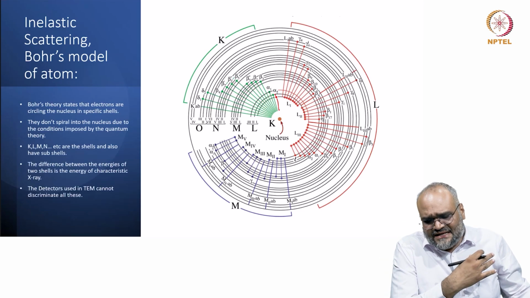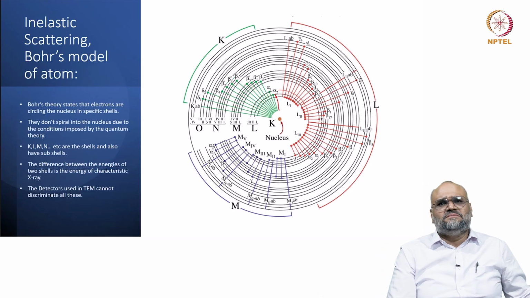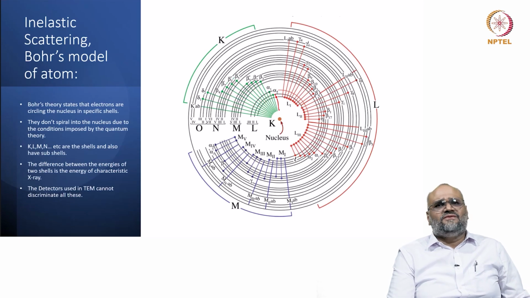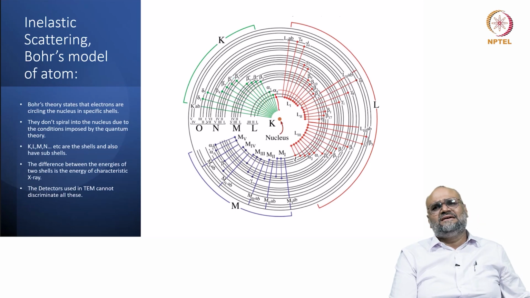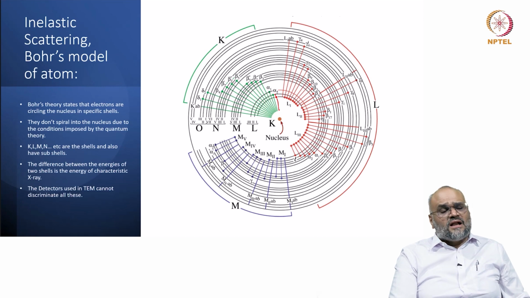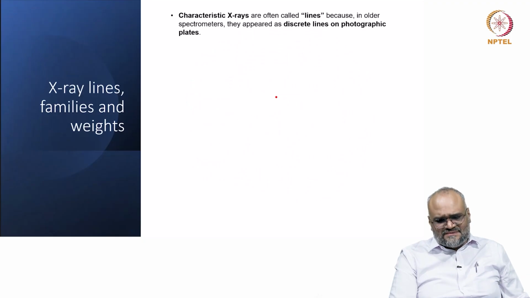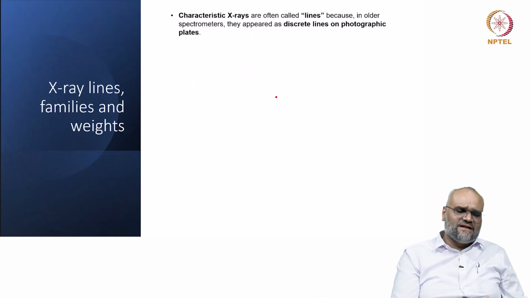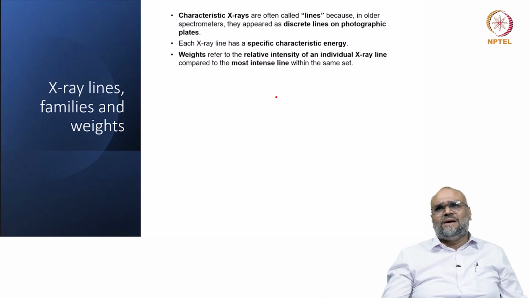Because of the transition within the atom, you actually have emission of characteristic inelastic signal, and by using appropriate detectors, you can understand what material is present or what atoms are present inside a specimen. One of them is, of course, looking at the characteristic X-rays. Characteristic X-rays are often called lines because in the older generation spectrometers, you were recording them as lines on photographic plates. Each X-ray line has a specific characteristic energy. Typically, this is within the range of 0 to 20 kilo electron volts or 0 to 40 kilo electron volts.